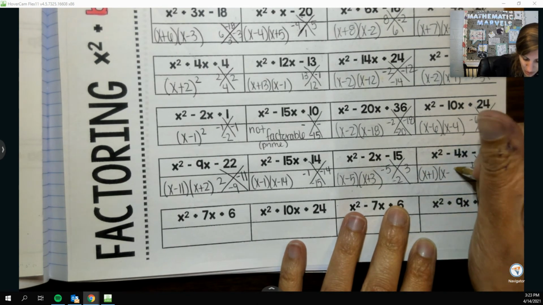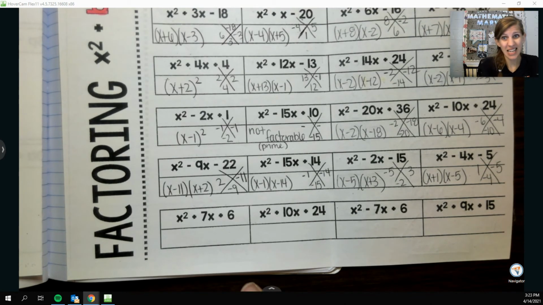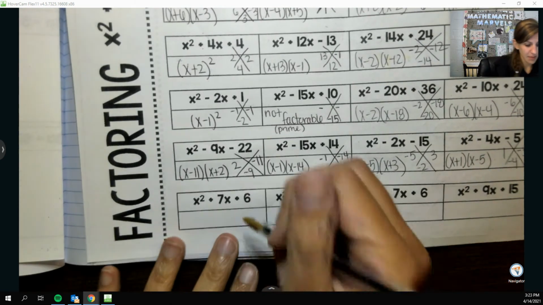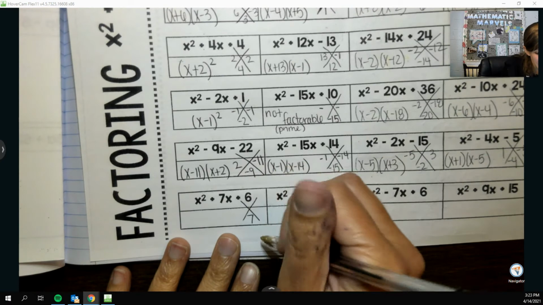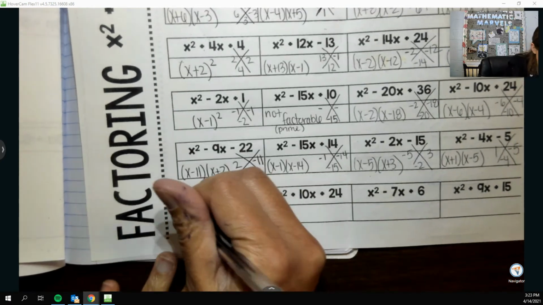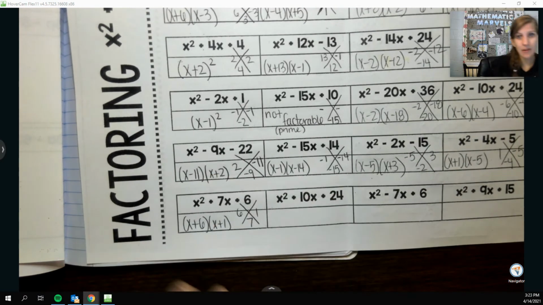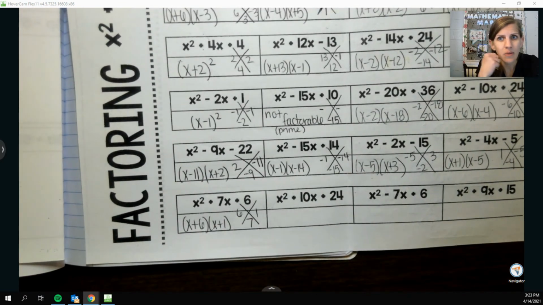I just thought of an example of where that doesn't always happen, like with a 6. So just be careful. Although what multiplies to 6 and adds to 7, that is 6 and 1. So x plus 6, x plus 1. But like if you get 6 and then a 5 in between, you might think that that's 6 and 1, but not necessarily, because 6 is also 2 and 3, and 2 and 3 is 5. So that's why that can be a little bit tricky.